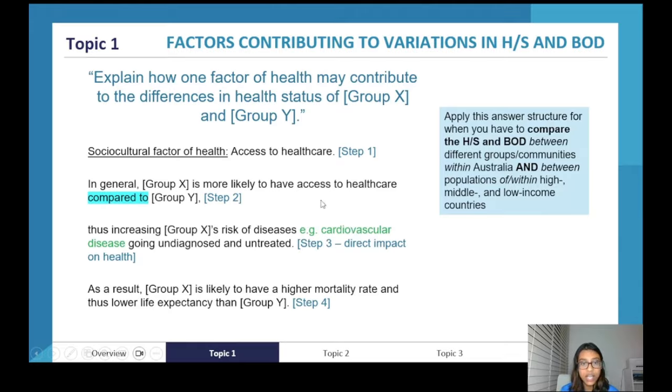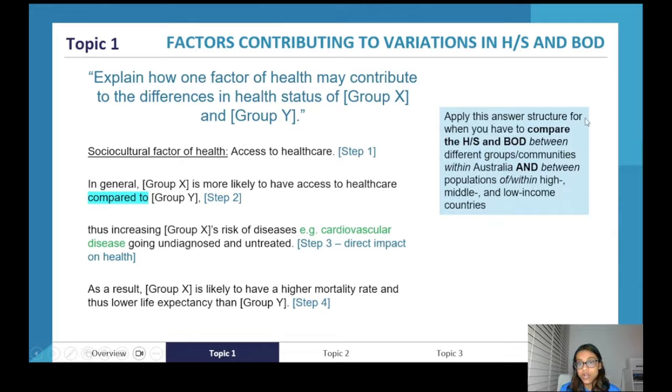So we've got the increased risk of CVD, but we've also got going undiagnosed and untreated because you're not accessing that healthcare. So this response has made it really specific to the sociocultural factor of health that we're looking at. It hasn't said to pick a certain one, so we've chosen the sociocultural factor of health, access to healthcare. We've compared the two at the start, and we've also compared with 'than' at the end, and made it super clear. And we've included an example disease, and we've also made that example specific to our factor.